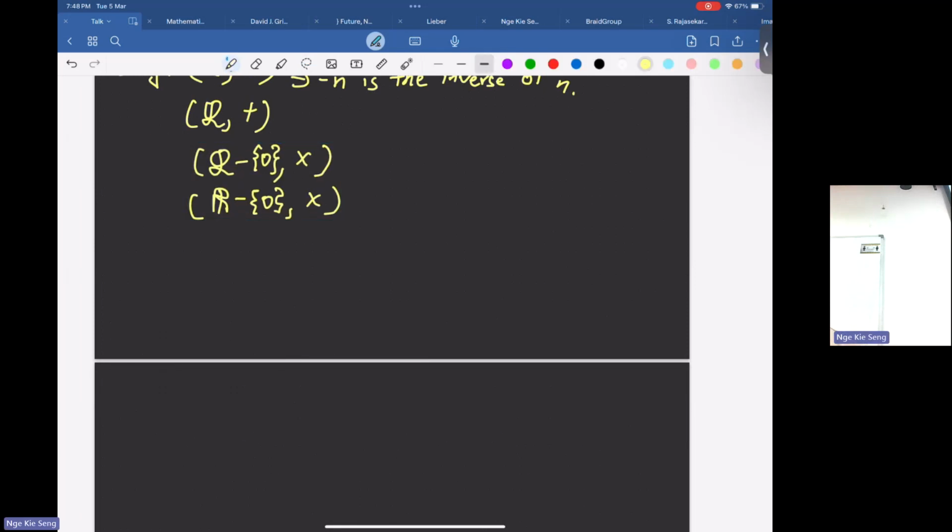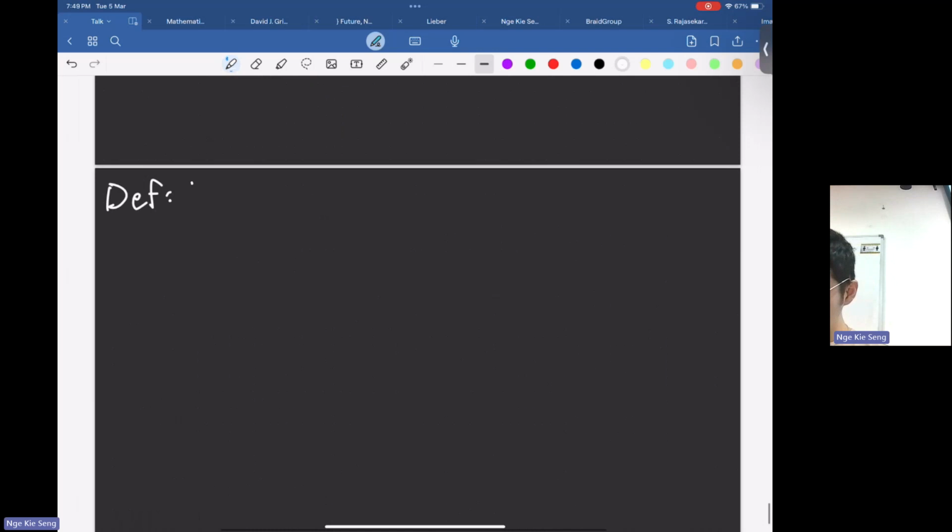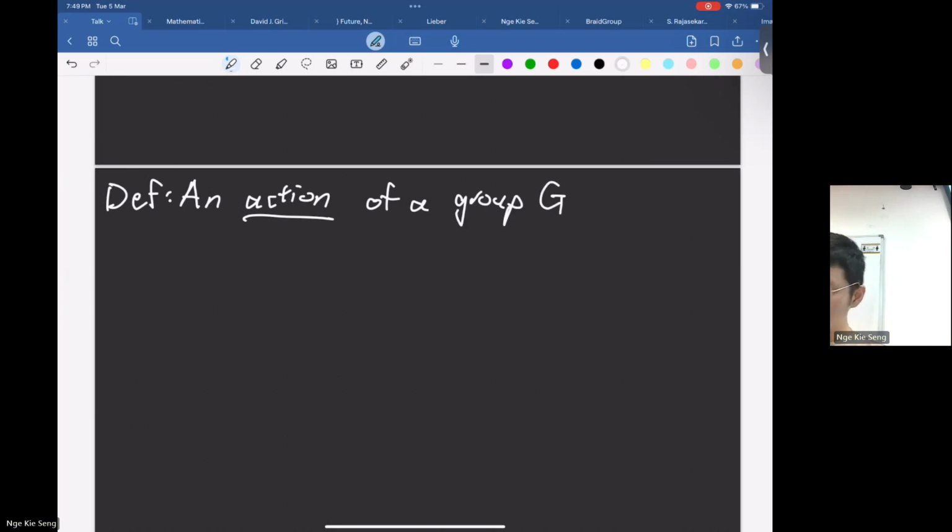I want to directly introduce another new notion. So we have a group, then we have an action of a group. What does the action of a group mean? For an action, you want to act on something. So what's the thing you need to act on? I have a group, and I have a set.